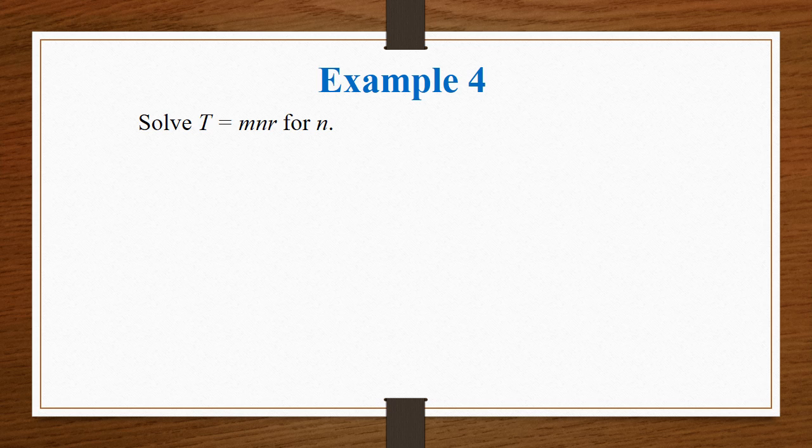All right, so here we go. We have T equals M times N times R. And my goal is to get what variable by itself? I want to get N. So my goal is to get N by itself. So if I want to get N by itself, I'm going to move things away. So currently right now, every single thing is being what? It's M times N times R, right? Everything is being multiplied. So that means I'm going to do the opposite of multiplication. And what is the opposite of multiplication? Division.